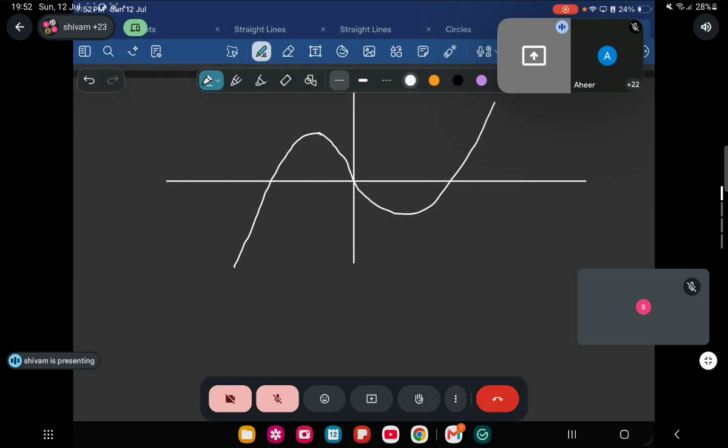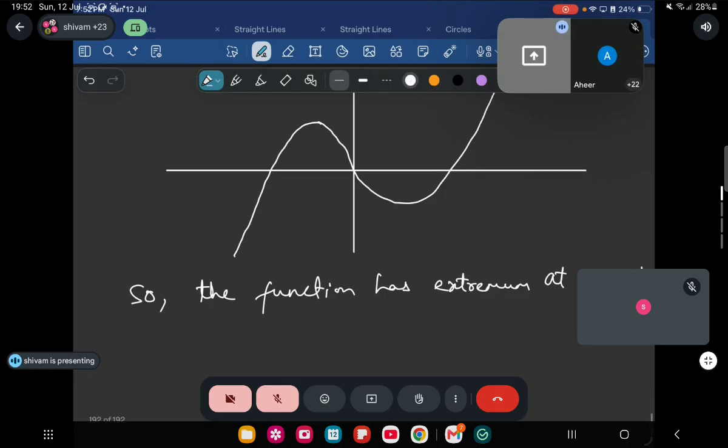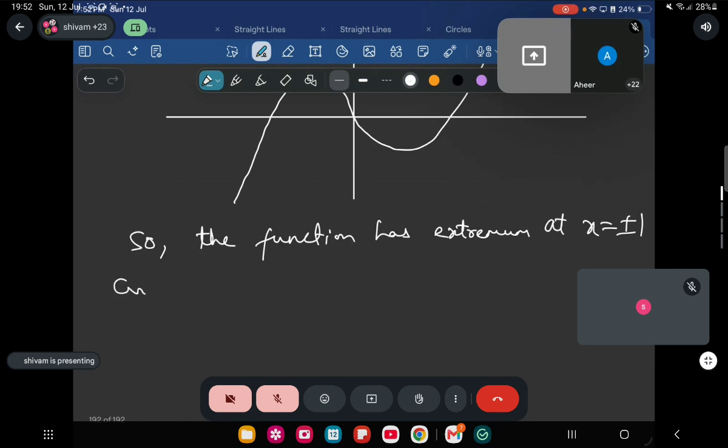So the function has extremum at x equal to plus minus 1. And is it 1, 1? It is not 1, 1. Okay, everyone.